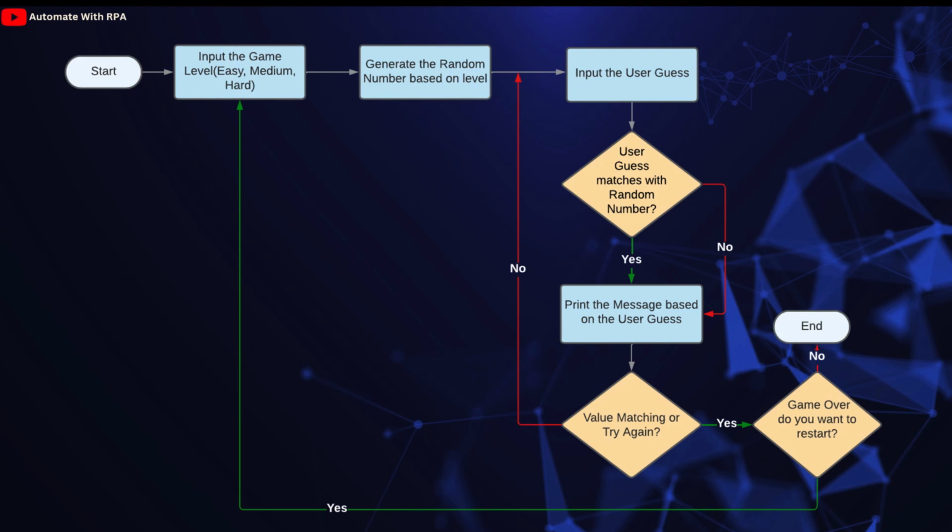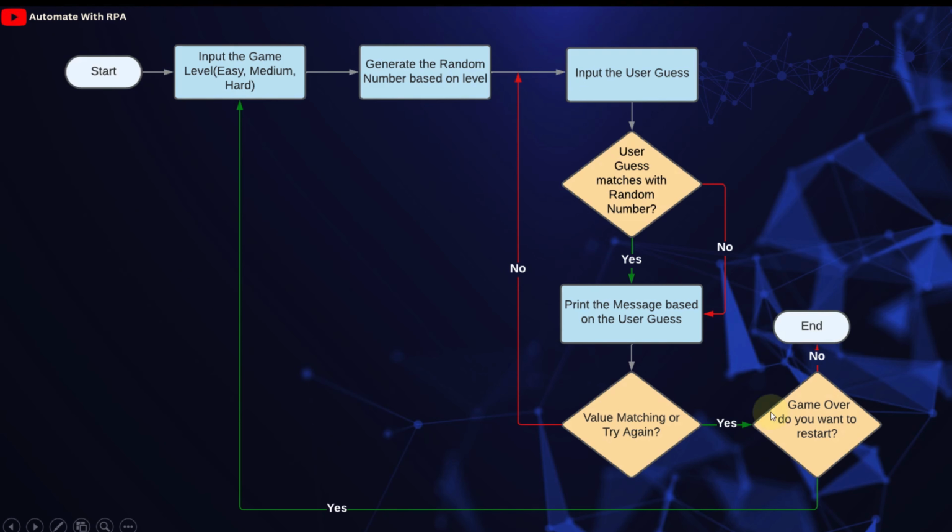If the user selects yes, I would like to restart the game, then again the user will get the option to input the game level, for example easy, medium, hard. Then again the same steps will be repeated: generate the random number, input the user guess, then the number will be matched. Until the number is matched, it will stay inside the loop, and once the number is matched, it will come out of the loop, and then it will ask the option: game over or do you want to restart.